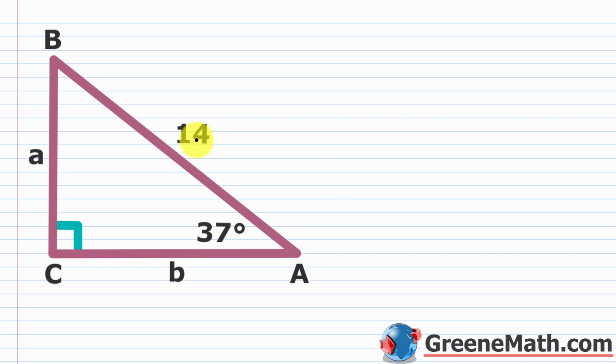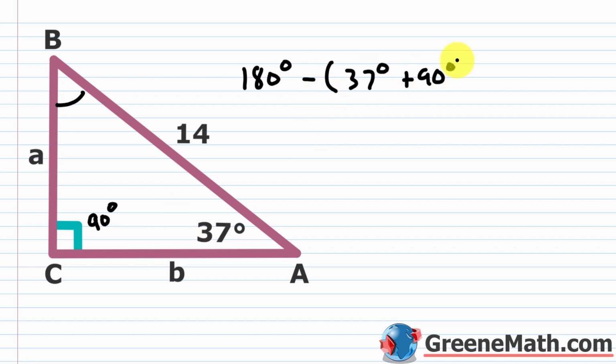We're given one side that has a value of 14, and then we're given one angle with a value of 37 degrees. So I know the measure of angle A is 37 degrees. I know the measure of angle C, because it's a right angle, is 90 degrees. You can write that in there. And so if you wanted to figure out what the measure of this angle is, well, you know that the sum of the three angles is 180 degrees. So you could say that 180 degrees minus your 37 degrees plus 90 degrees. This guy right here would be the measure of your angle B.